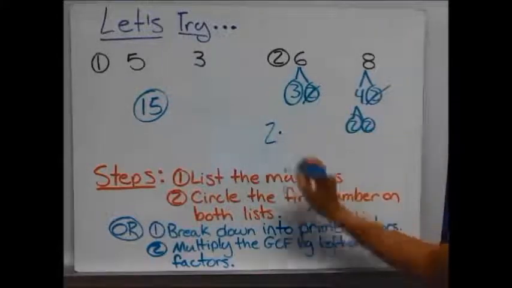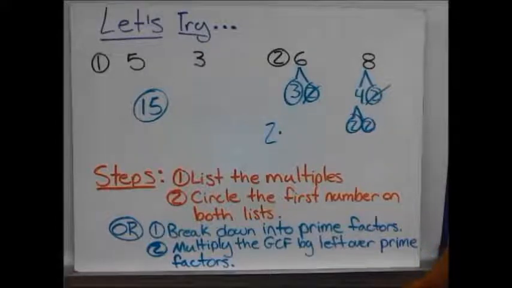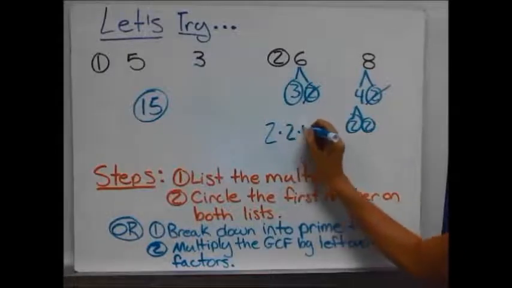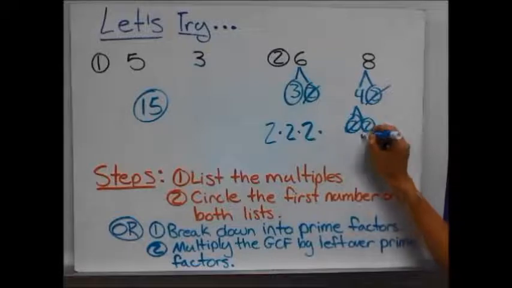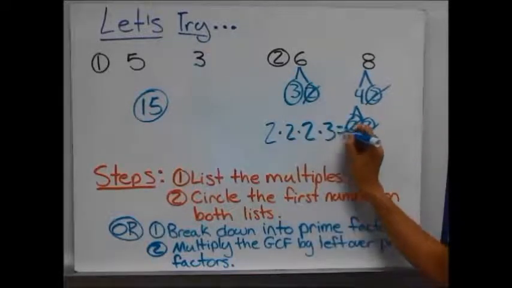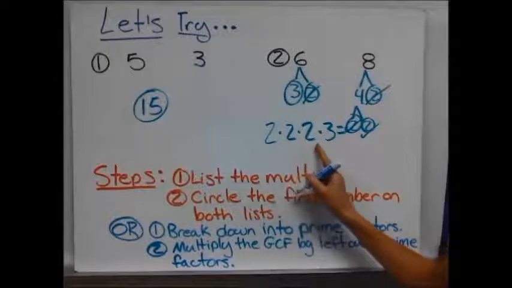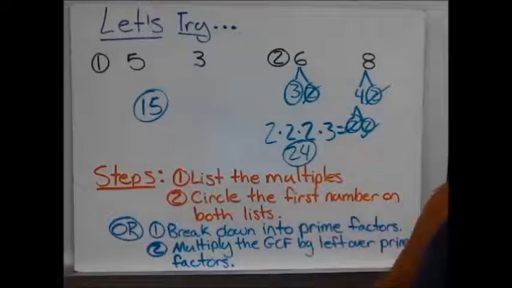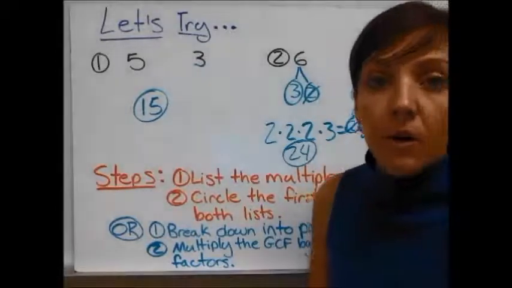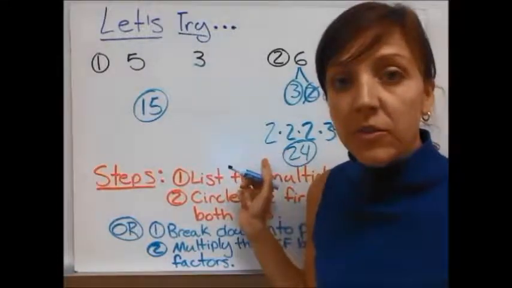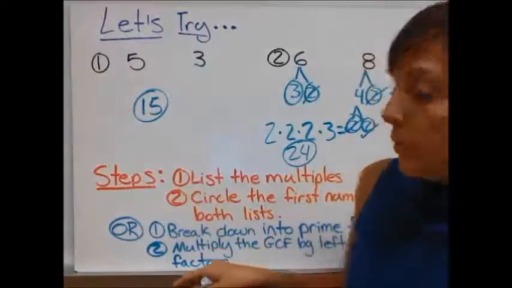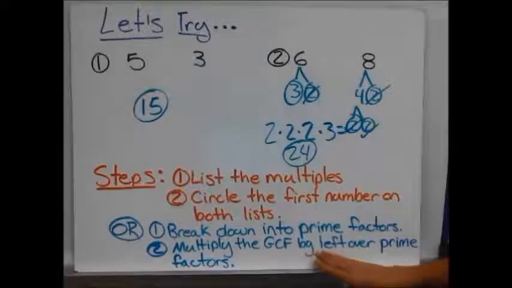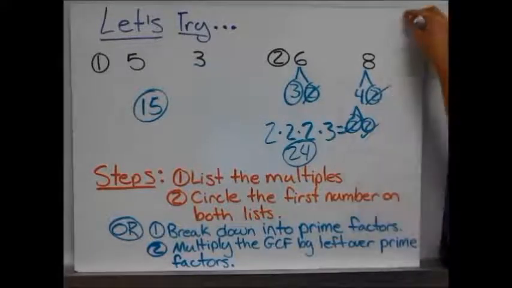So I write that down, and then I'm going to multiply that 2 by all the other prime numbers on the trees. So 2 times 2 times 2, that's that 2 and that one, times 3. 2 times 2 is 4, times 2 is 8, times 3 is 24. So the least common multiple of 6 and 8 is 24. So using a prime factorization tree, we also found the least common multiple, and here are the steps for that. You can break down the numbers into prime factors and multiply the greatest common factor by the leftover prime factors.